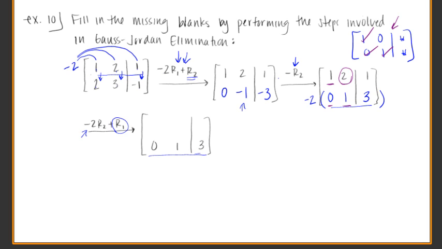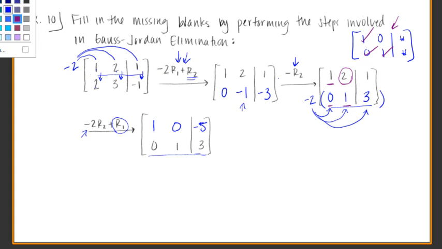Let's do what we did before: -2 times that x value, adding it up. So -2 times 0 is 0, plus 1 is 1. -2 times 1 is -2, plus 2 is 0. And -2 times 3 is -6, plus 1 is -5. Look right there, we have exactly what we want. We have 1s along the diagonal and 0s everywhere else. We can write our solution.